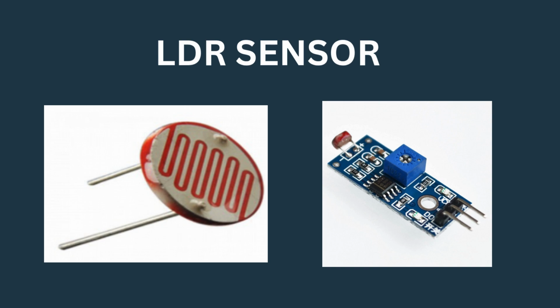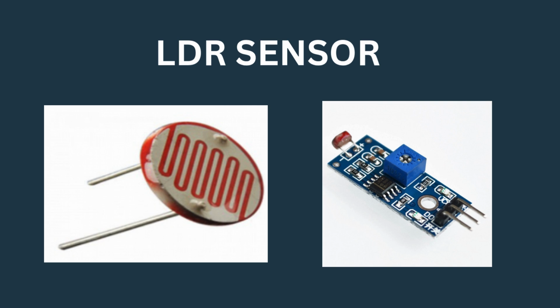Next one is the LDR sensor. LDR means light dependent resistor. It is used to measure the light intensity levels. The resistance is low when light is bright and high when it is dark, and the microcontroller reads these changes. LDR sensors are used in automatic street light applications and lighting alarms.